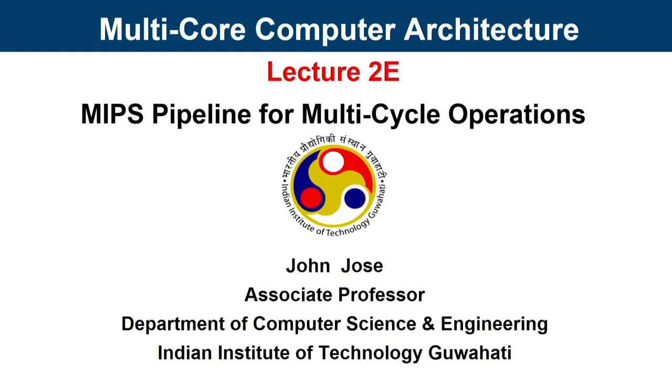Welcome to lecture 2E, MIPS pipeline for multi-cycle operations. We have already seen that in the case of a classical 5-stage RISC instruction pipeline, one cycle is dedicated for instruction fetch, decode, execute, mem and write back. But there can be certain scenarios in which the EX operation cannot be completed in one cycle. So today's lecture is focusing on multi-cycle pipelines wherein the EX stage itself will have certain complex operations to do.